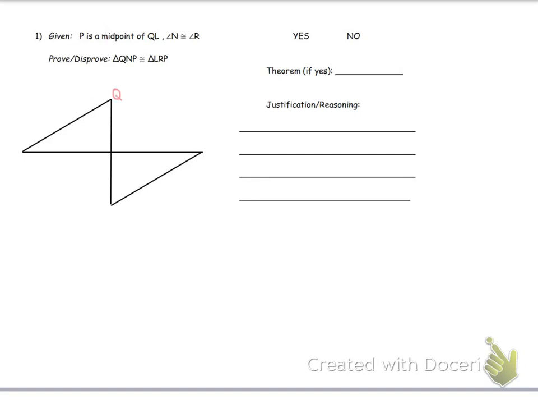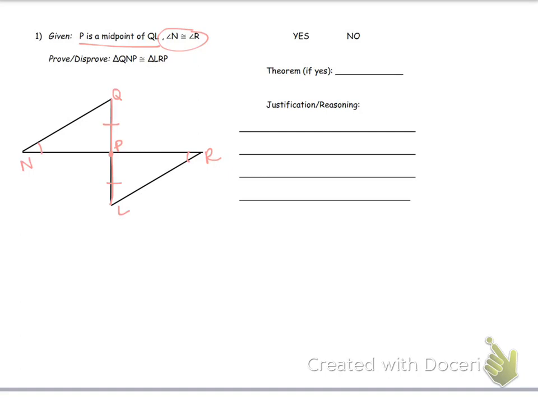So I've got Q, P, L, N, and R. Okay, so first it says P is the midpoint of QL. So here's P, here's QL. Midpoint means middle, so that means the two sides of it are congruent. Then it says N and R are congruent. So N and R are congruent.